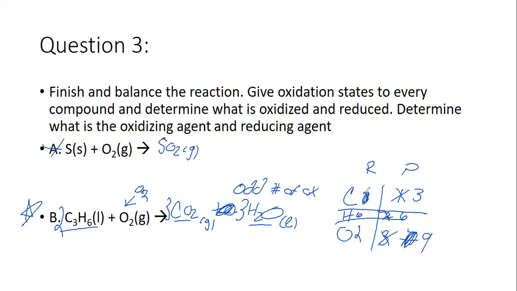So I double the amount of carbon, that goes to 6, that goes to 12. So I need to change my CO2 over here to be 6. That goes to 6, 12, 15. I need to double the amount of water now. So that goes to 6, that goes to 12, that goes to 18. And that's 19 oxygens, right? So that's balancing our equation. Our balanced equation is 2, 19, 6, and 6, right?